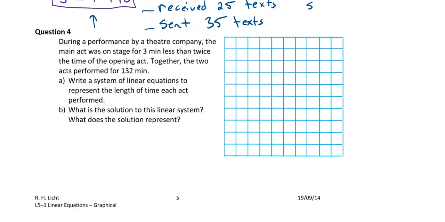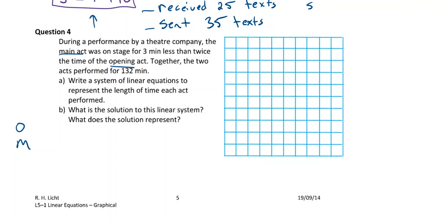In this case, the main act is our one variable, how long was that. And then the opening act was the second variable. So our two variables here are going to be O and M. You can call them whatever you want. The O is kind of a bad one though, because it looks like a 0, but I'll stick with it. It might look awkward, but let's leave it as O.